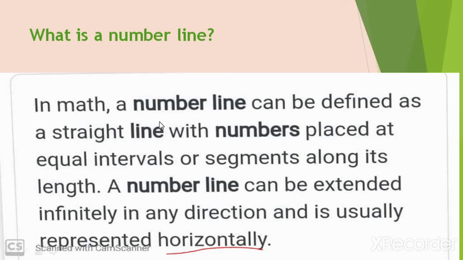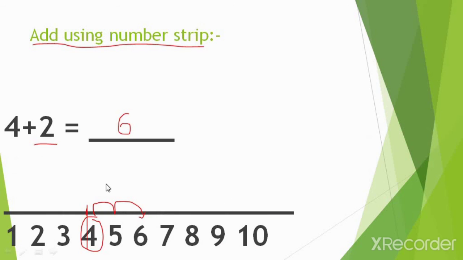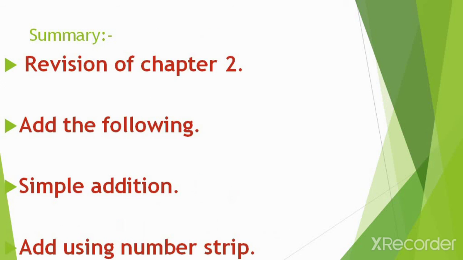We also learned what a number line or number strip is. A number line can be defined as a straight line with numbers placed at equal intervals or segments along its length. A number line can be extended infinitely in any direction and is usually represented horizontally. Then we practiced addition using the number strip. So this was the summary for today's lecture, revision of chapter 2, in which we did simple addition and also learned to add using the number strip.